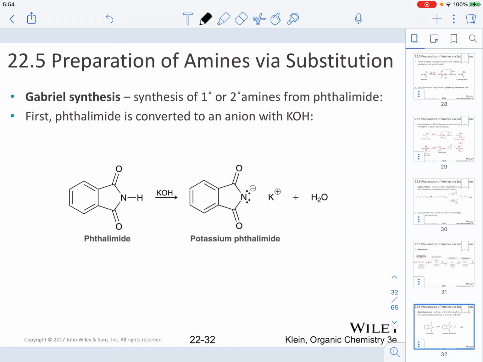Amines can also be synthesized through Gabriel synthesis. In Gabriel synthesis, primary and secondary amines are made from phthalimide.